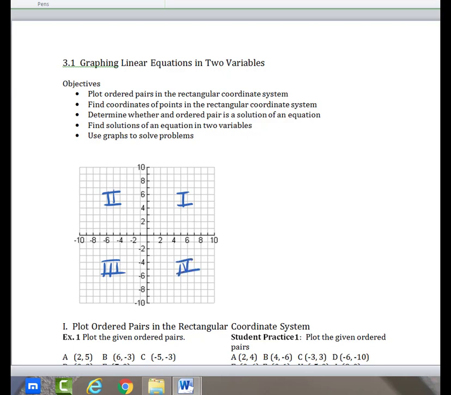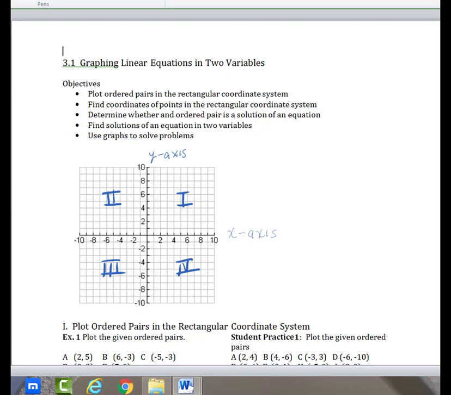And then we have two what we call axes. The horizontal axis we call the x-axis. And the vertical axis we call the y-axis.